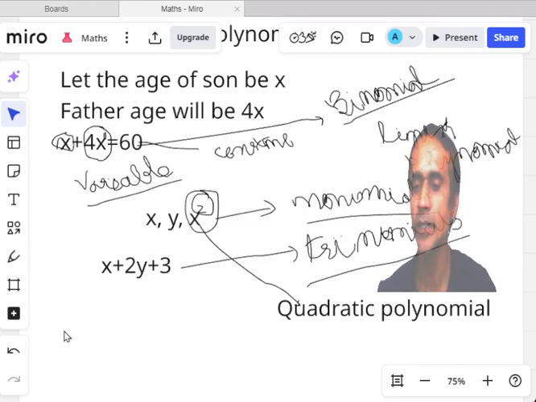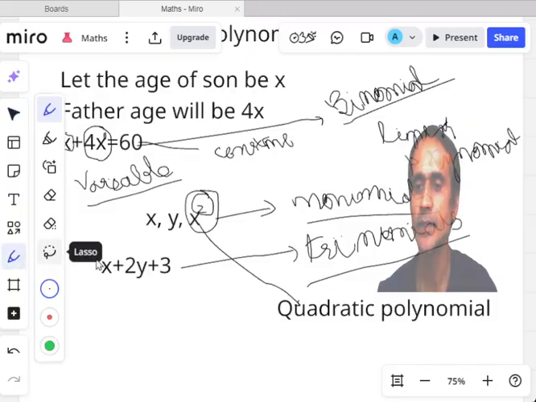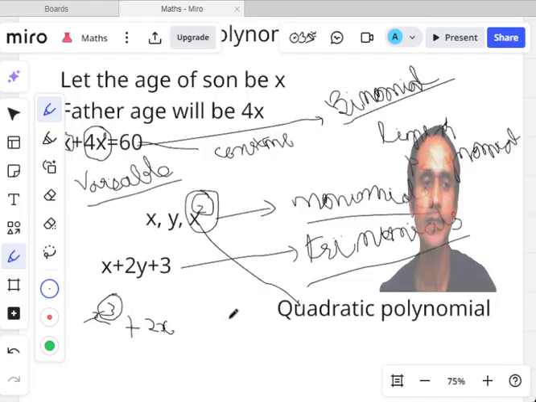Then suppose the degree is 3. So in this equation we have x cube plus 2x. Here the degree of this equation is 3, I mean the highest degree. So hence this equation will be known as a cubic polynomial.